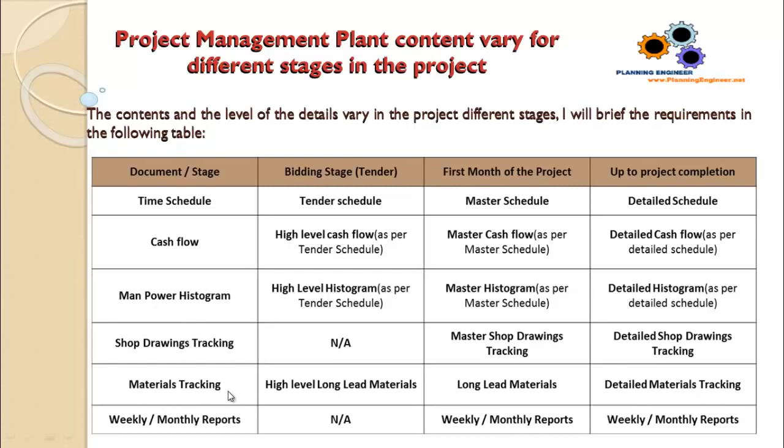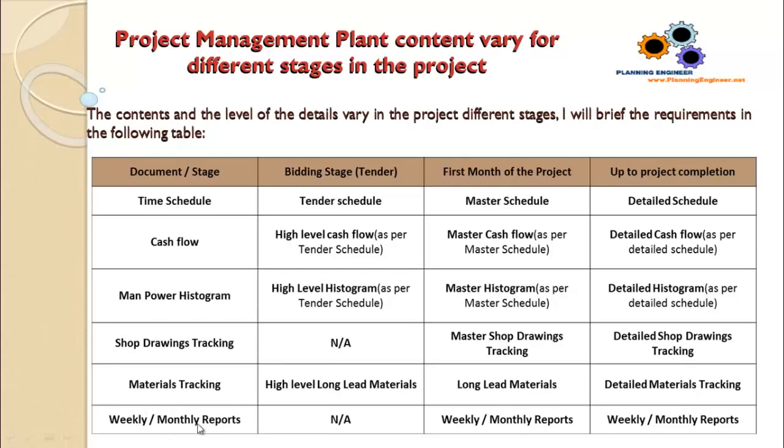Materials tracking. At the bidding or tender stage, you could submit a high level list of long lead materials only. It is still high level, maybe with no details, and some delivery days are not clear, within some range. In the first month of the project, you should finalize and ensure that the long lead materials are submitted as your first submit. One month later, you should prepare the detailed material tracking, which includes all the materials in your project, the delivery dates and planned dates, as we'll explain later.